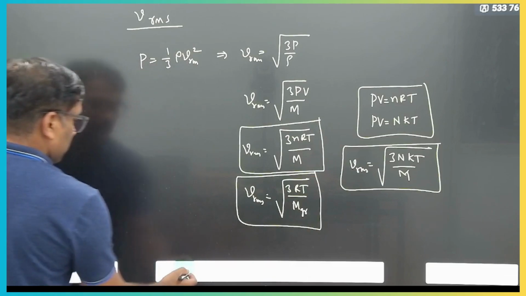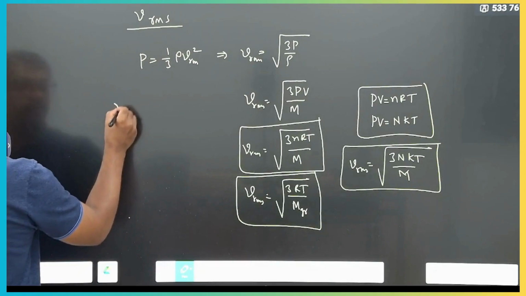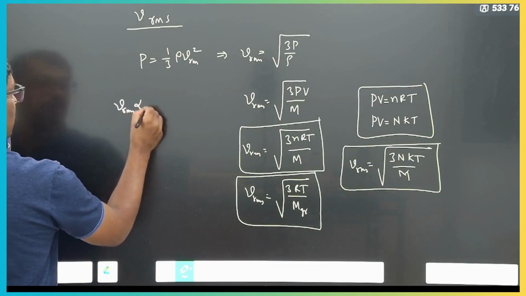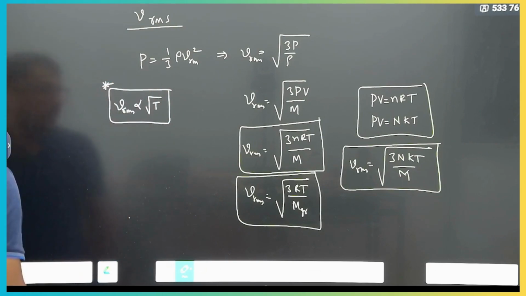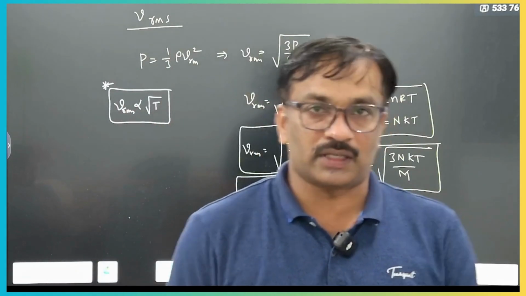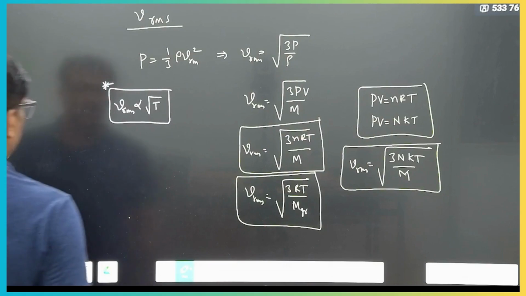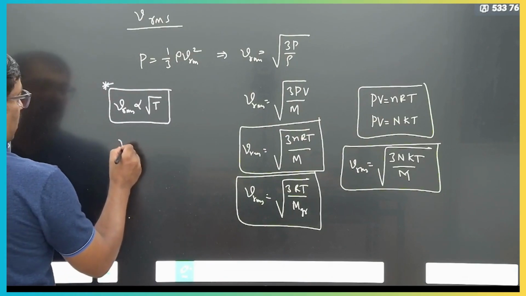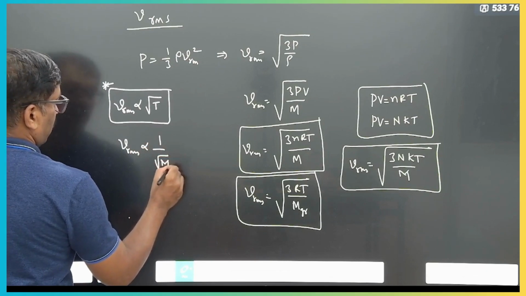So this RMS speed, can you tell me how it depends upon the temperature now? RMS speed is directly proportional to the square root of absolute temperature. That means if temperature increases, RMS speed will increase. If temperature decreases, RMS speed will decrease. And RMS speed is inversely proportional to the square root of gram molecular weight.